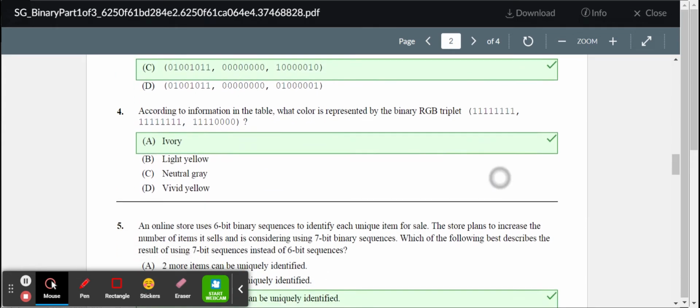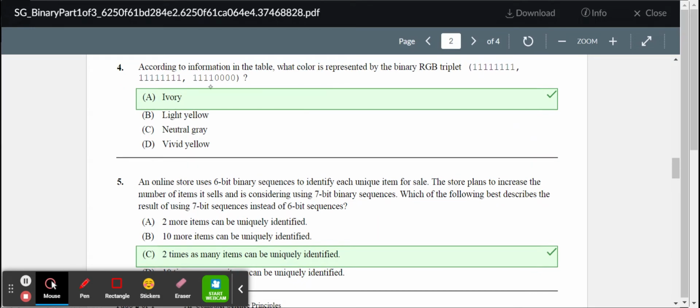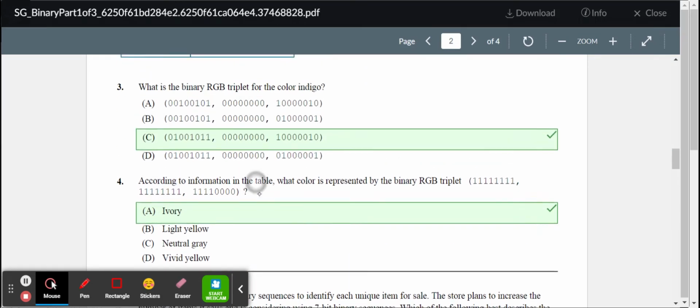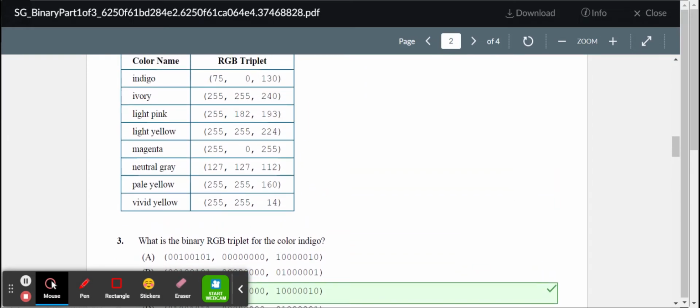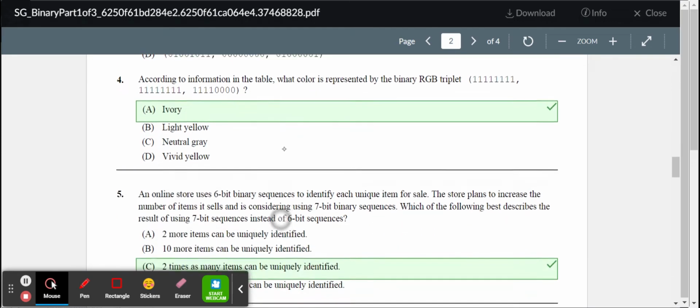And then the last one's really close. It's just not those numbers. So I'm thinking it's the biggest number. Probably 224, 240. I think it's 240. Just count it out, and you should get ivory.